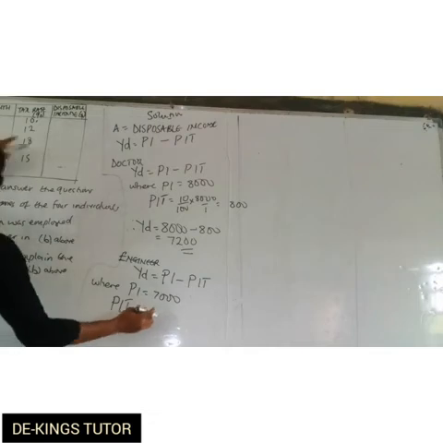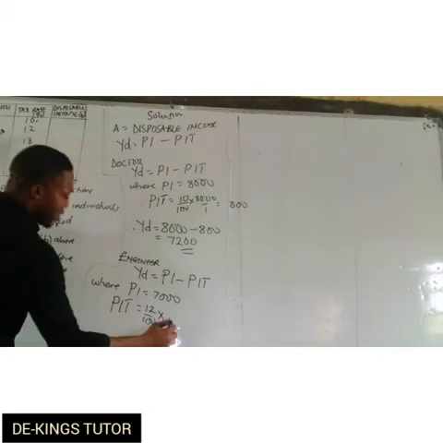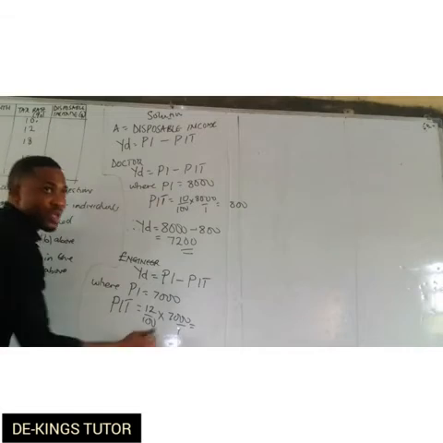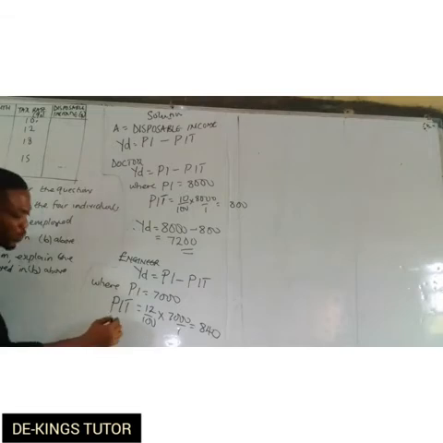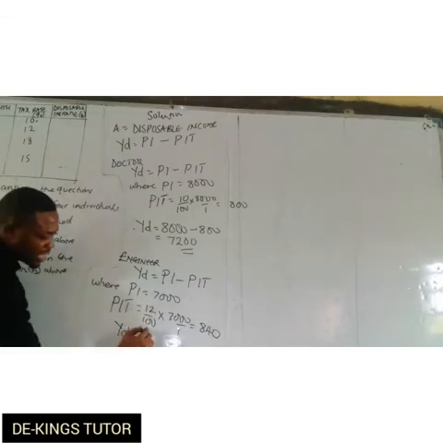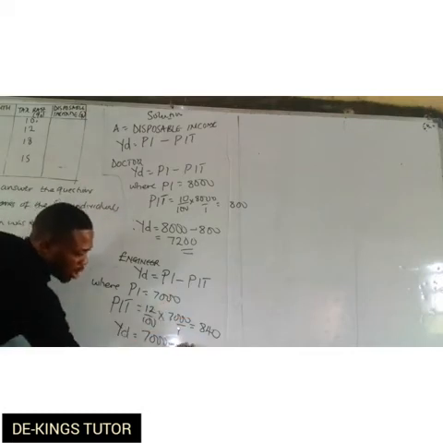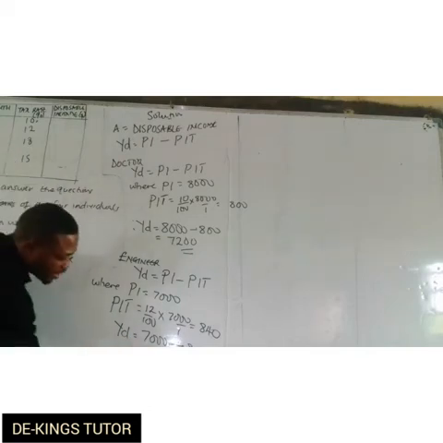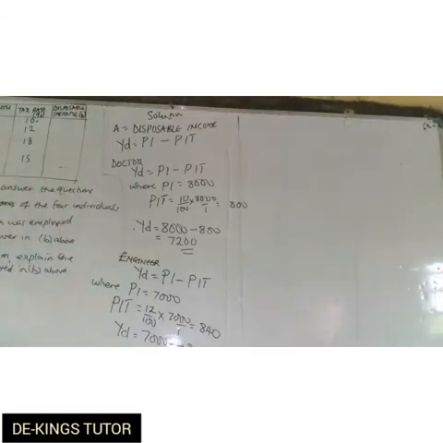So what do we have? 840. Now how do we get our disposable income now? It is now 7,000 minus what is personal income tax? 840. So 7,000 minus 840. What do we have? 6,160. Now the next one for engineer. Now let's do for civil servant.